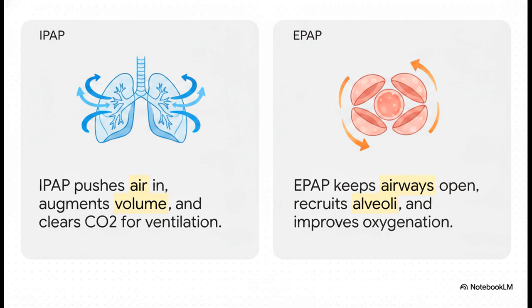Conversely, EPAP, or expiratory positive airway pressure, is your low number. This keeps the airways splinted open at the very end of a breath. It recruits those collapsed alveoli and improves oxygenation. EPAP is your dial for oxygenation.